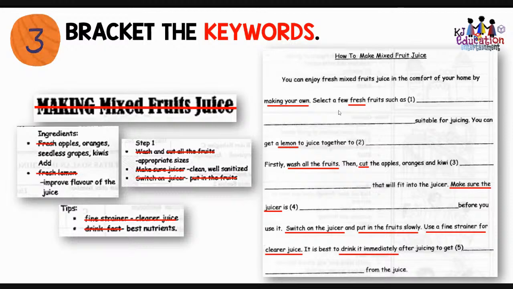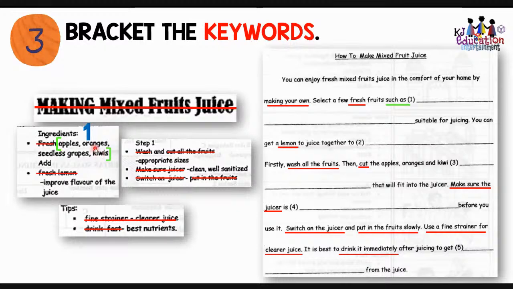Okay, so if you look at the first one, select a few fresh fruits such as. So we have gone through here and you can see there are certain answers here. So we're going to bracket them. There you go. So such as means example. So what are the fruits? Yes, apples, oranges, seedless grapes, kiwis. So that would be bracket over there. And you know what I'm going to do? We have to number them as well. As you can see, we are referring to the first answer. So you put in number 1.